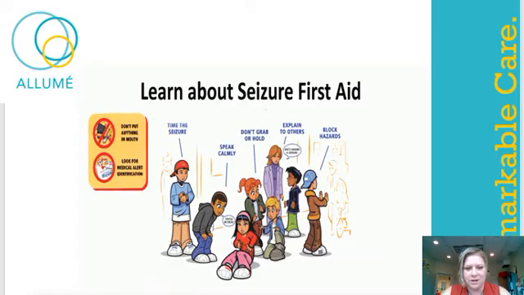Seizure first aid. Basically, you want to time the seizure. You want to be calm and speak calmly. You don't want to grab the patient or hold on to them. You want to explain to others what's happening and to block hazards all around the patient. Make sure that their airway is kept open and patent, and that basically they're on their side and protected.